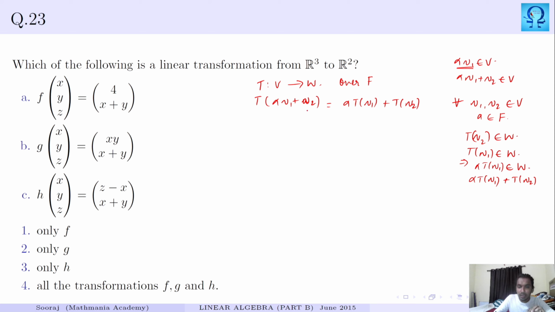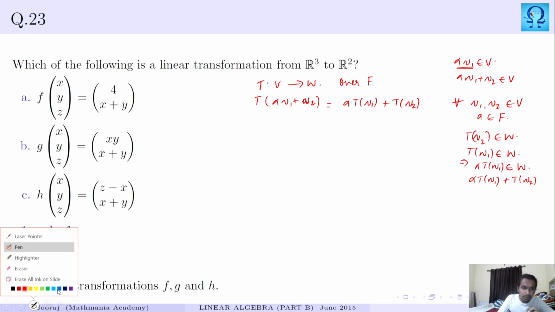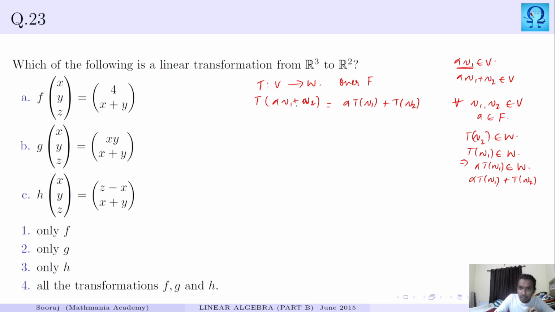Here, if you notice, I am telling you the point here. This addition is the addition that is defined in the vector space V, and this addition is the addition that is in the vector space W. For the matter of simplicity we write simply plus, but we have to be very careful when doing the calculation. So this is the underlying concept.